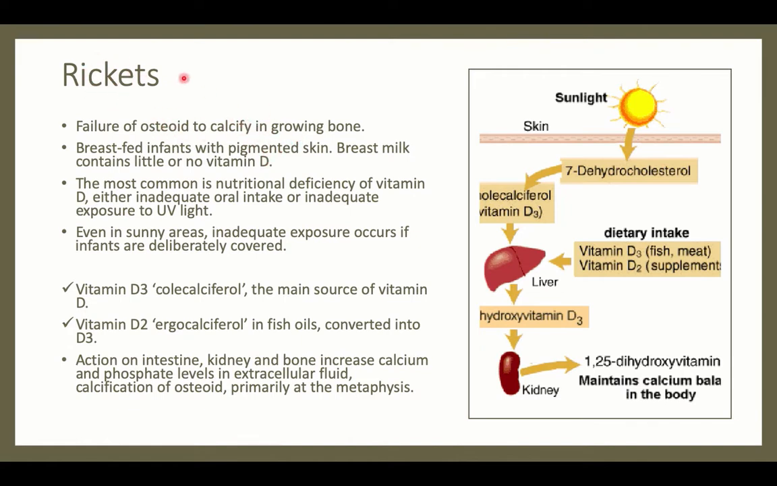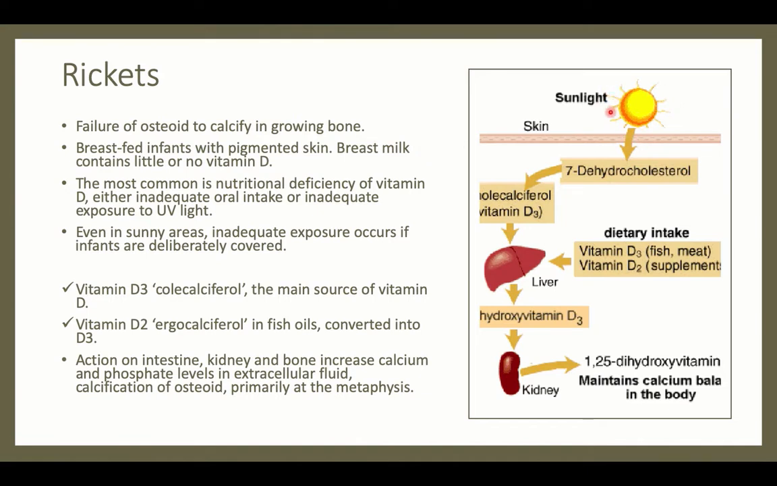Rickets is a disease of young children, usually less than 3 years old, who have growing bone. When we have defective mineralization in older ages, we call it osteomalacia. The highest risk for rickets occurs in breastfed infants with pigmented skin, as breast milk contains little or no vitamin D. This is very important, and so vitamin D supplementation is recommended even from day 0 of life.